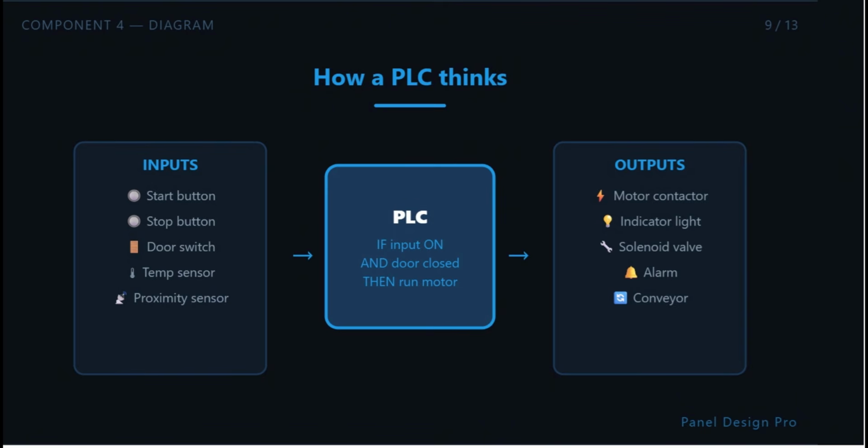Before PLCs existed, all of that logic was done with hundreds of individual relays wired together. A PLC replaces all of those relays with a single programmable device that can be reprogrammed without rewiring anything. That's why PLCs revolutionized industrial automation.